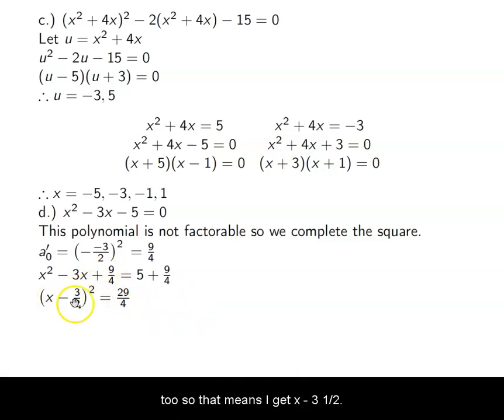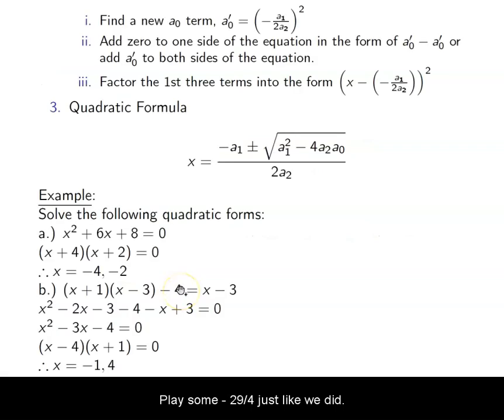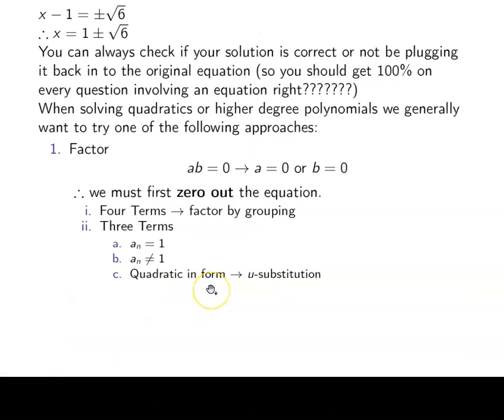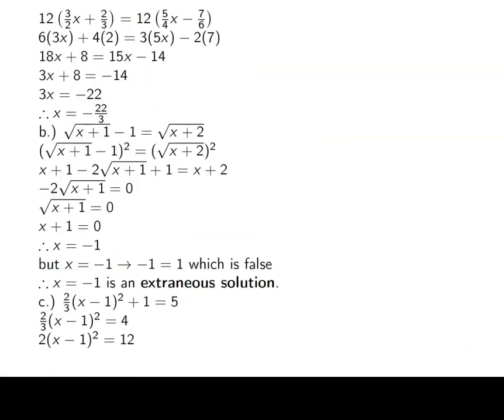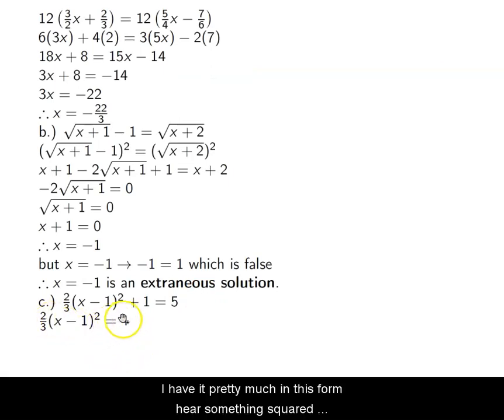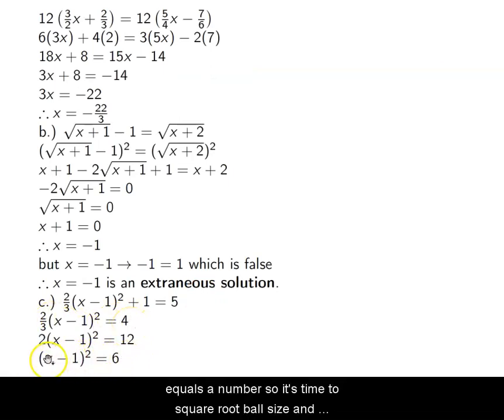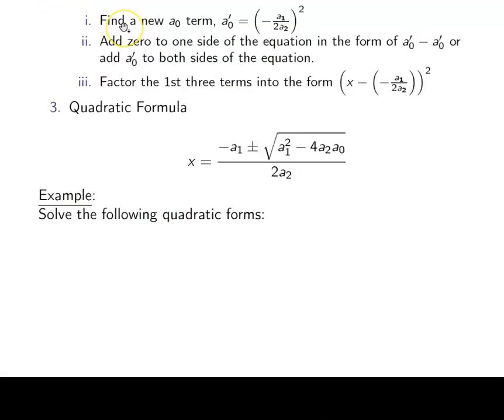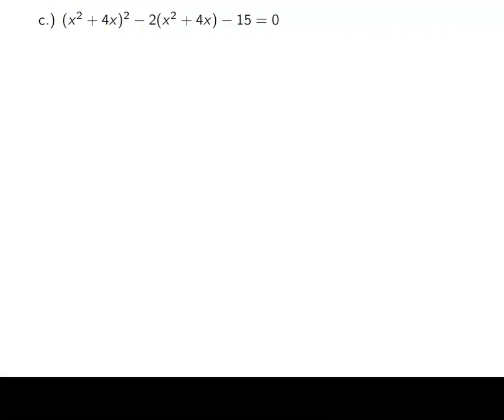So that means I get x minus 3/2 equals plus or minus the square root of 29 over 4, just like we did for this example we had right here. Okay. All right. I have it pretty much in this form here. Actually, we'll say in this form. Something squared equals a number. So it's time to square root both sides. And then I will take whatever I have on the inside and move it to the other side. Right. So that's where we're at.